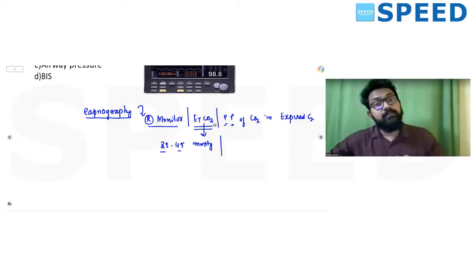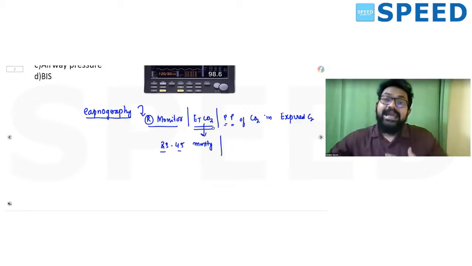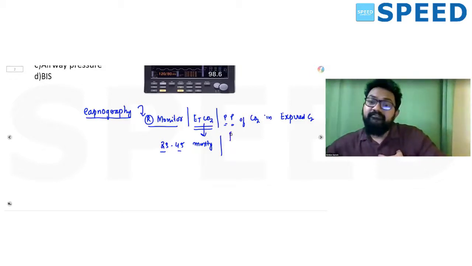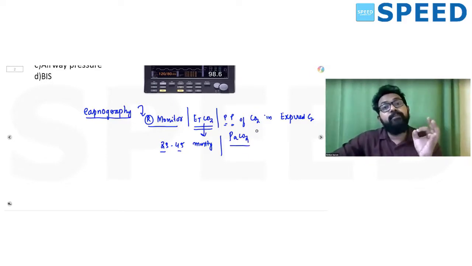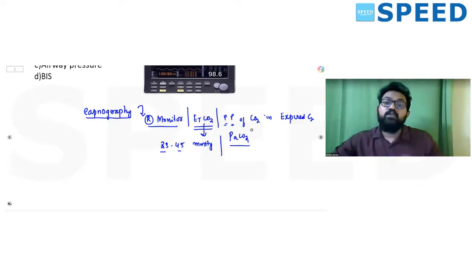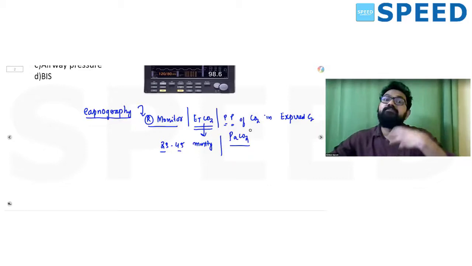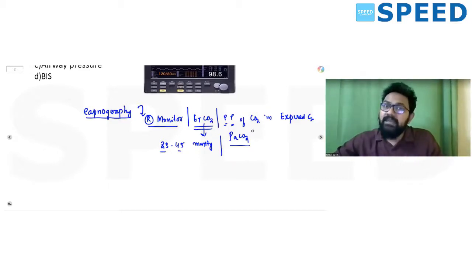Now, why do you think we are measuring end tidal carbon dioxide? We are measuring end tidal carbon dioxide as a surrogate for measuring a very, very important value, which is called PaCO2. What do you mean by PaCO2? PaCO2 is the partial pressure of carbon dioxide in the arterial blood sample. So what are we trying to do? We are trying to just measure end tidal carbon dioxide as a surrogate value for measuring your PaCO2.